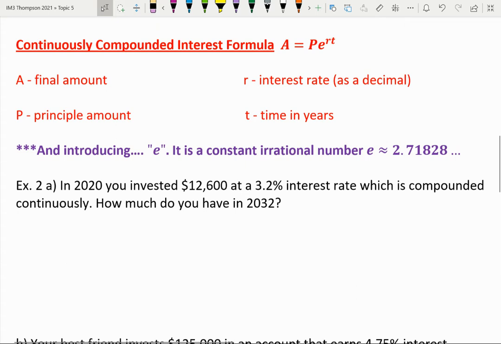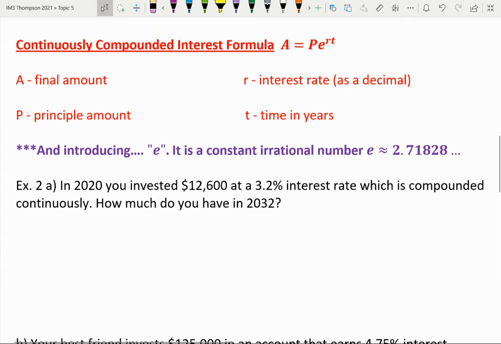All right, we're going to roll into example 2. We'll have more practice with finding E, so if you're still looking for it, we'll be around to help. Problem A, in 2020, you invested $12,600 at a 3.2% interest rate, which is compounded continuously. When it says compounded continuously, that tells me that I'm going to use this formula. How much do you have in 2032?